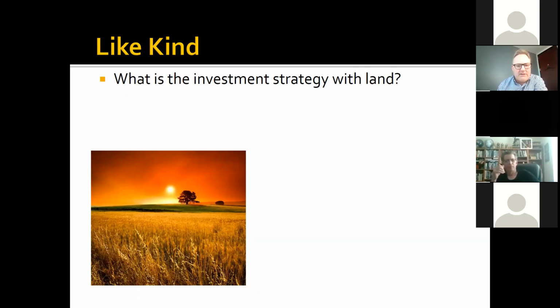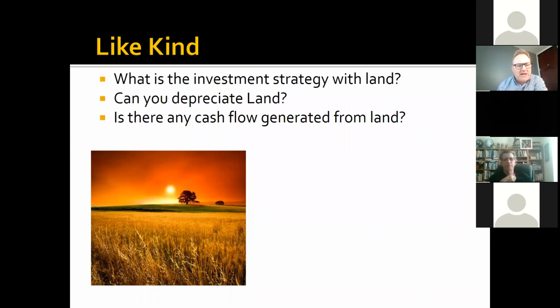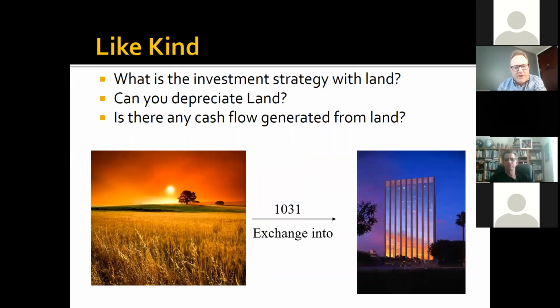Is there one? And the reality is it's buy it, hold it and hope, because you really can't depreciate land, and there's generally not a lot of cash flow generated off of land. And so basically our strategy is to buy it, hold and hope. Well, under 1031, in their mind, they're thinking they got like kind, which means that if I sell my land, I have to go and purchase more land. That's not the case. We can actually sell that land and move into a 1031. You can 1031 exchange into an improved property.